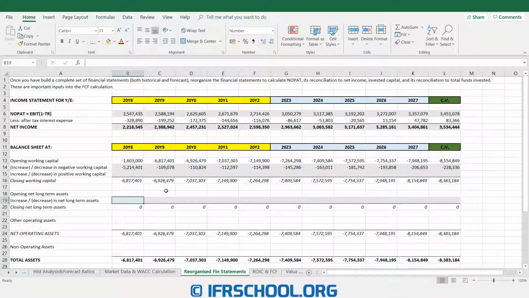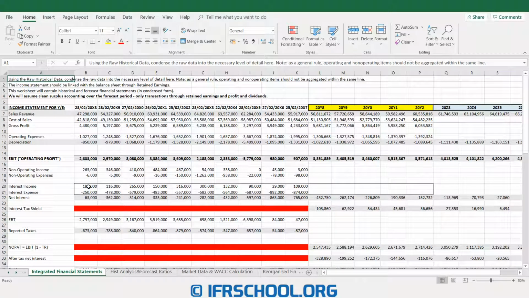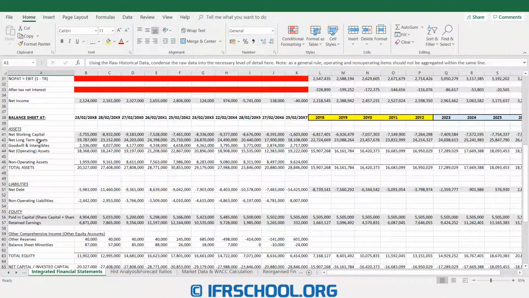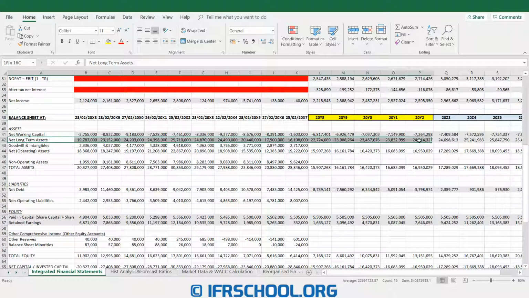To calculate CapEx, we need to extract the additional investment or divestment in the company's long-term productive assets for each forecast year. We do this by using the integrated balance sheet to derive the change in the net long-term asset balances year on year.